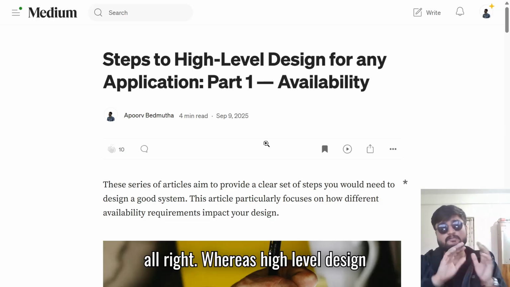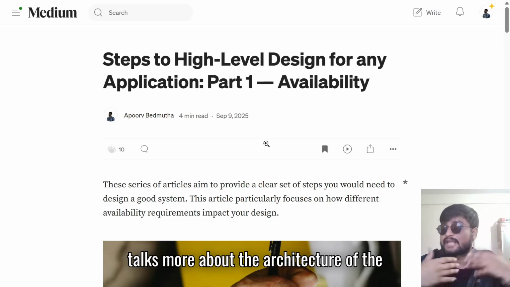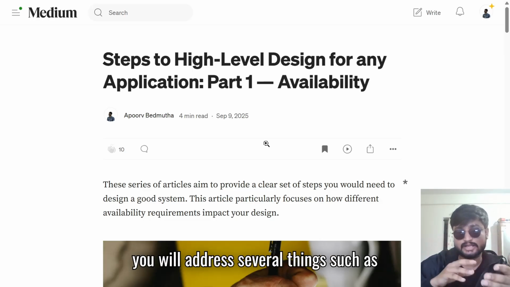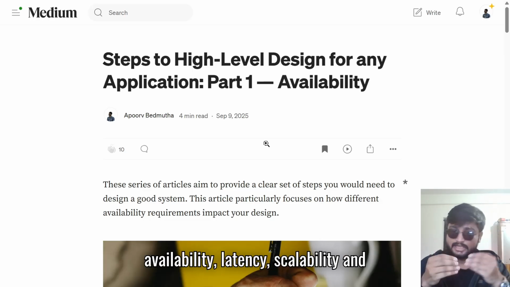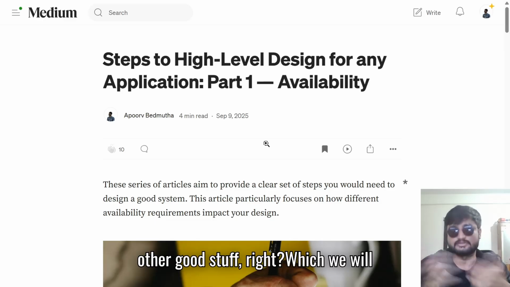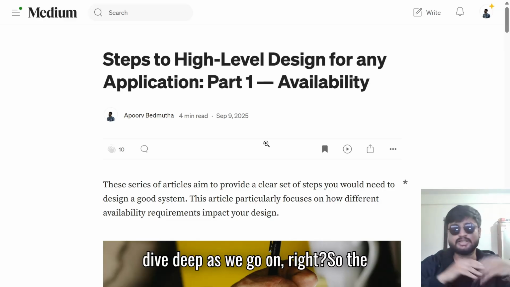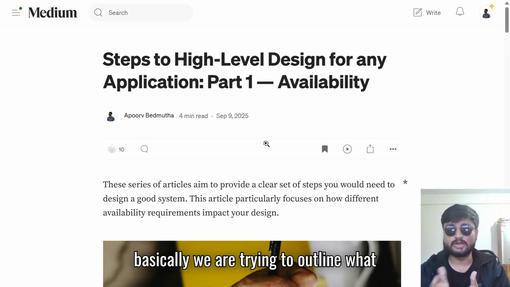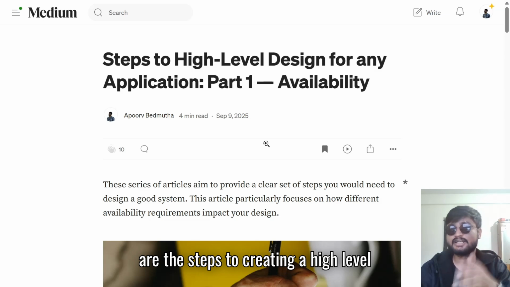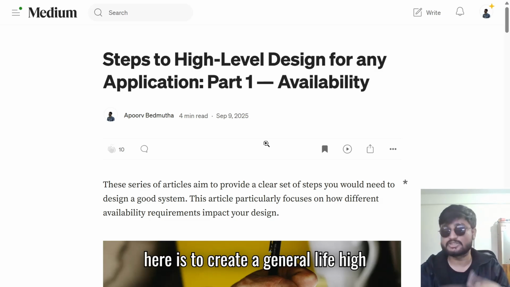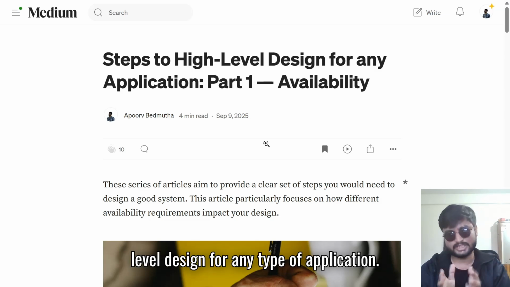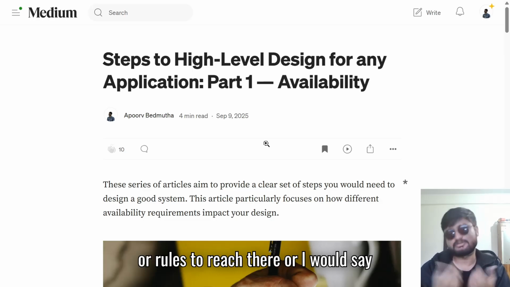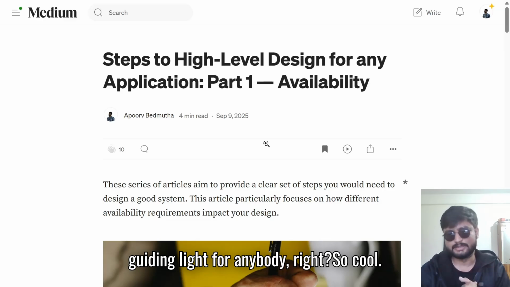Whereas high level design talks more about the architecture of the thing, like what components you will use, what technologies you will use, and how you will address several things such as availability, latency, scalability, and other good stuff, which we will dive deep into as we go on. So the video here, as the title suggests, is basically we are trying to outline what are the steps to creating a high level design for any application. The aim here is to create a generalized high level design for any type of application. Basically, create a set of principles or rules to reach there, or I would say a guiding light for anybody.